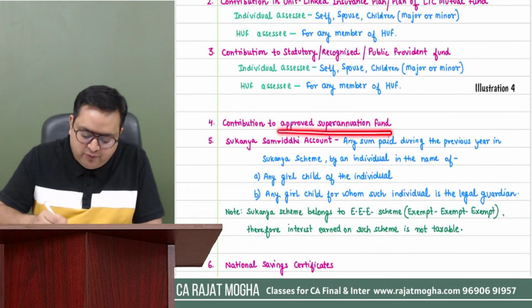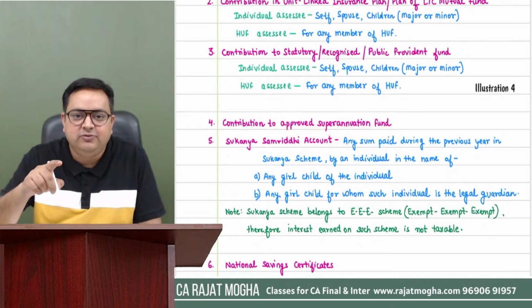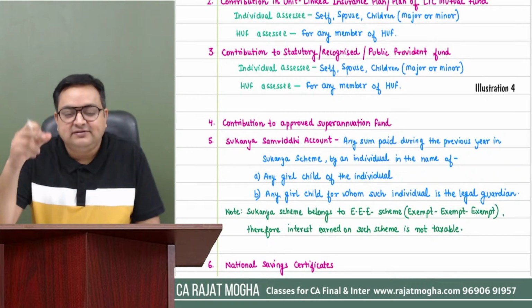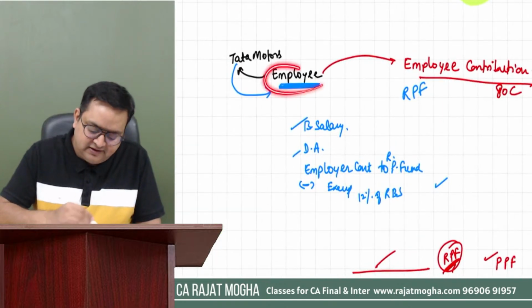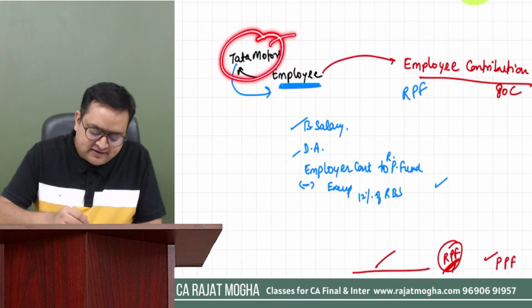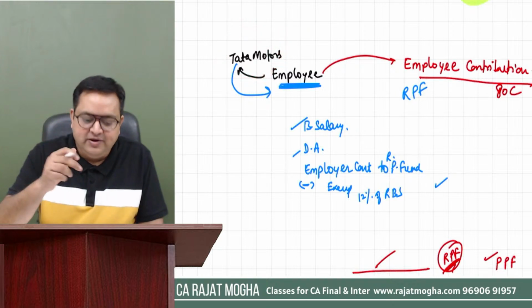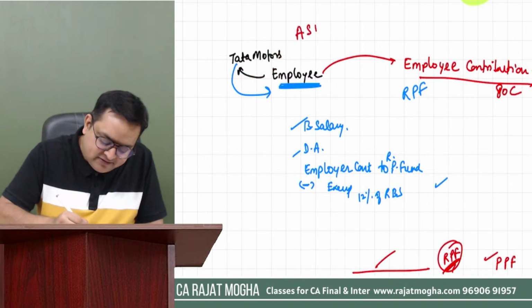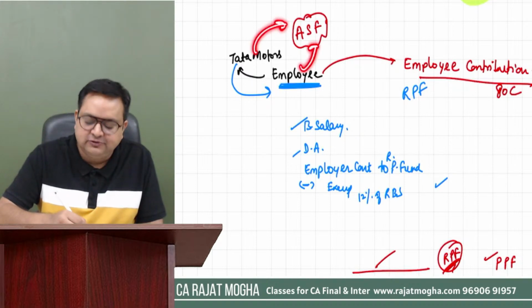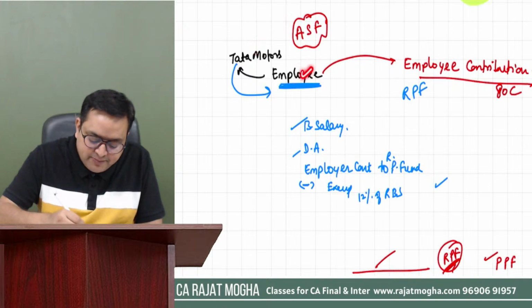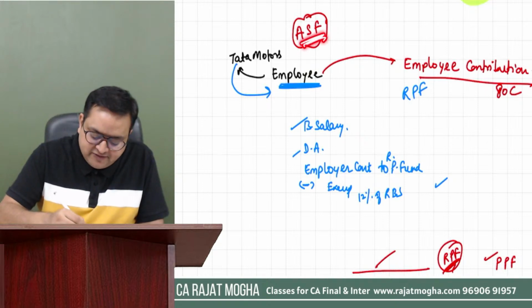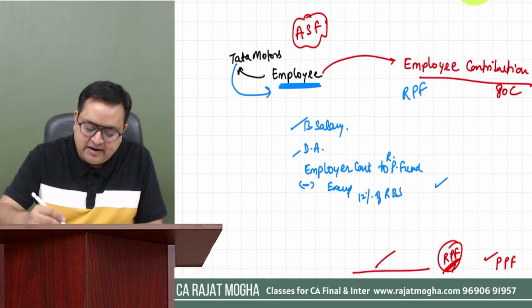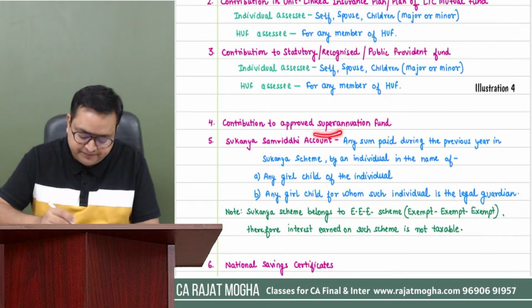Contribution to approved superannuation fund. Whose contribution? It is employee contribution. Let's say the assessee is an employee, and Tata Motors has opened an approved superannuation fund for him, where Tata Motors is also contributing and the employee is also contributing. So in 80C, I'm discussing employee contribution. Whatever contribution is deposited here which is related to employee contribution, that deduction can be claimed under section 80C. Right? Got it?